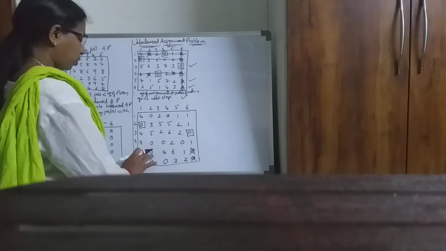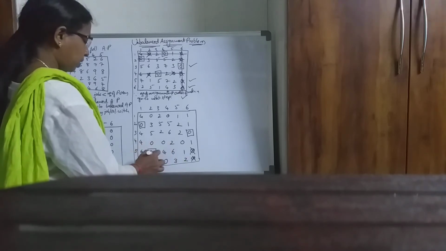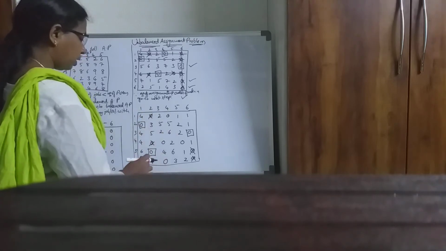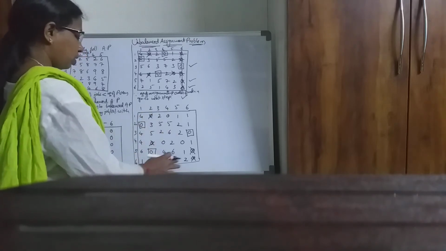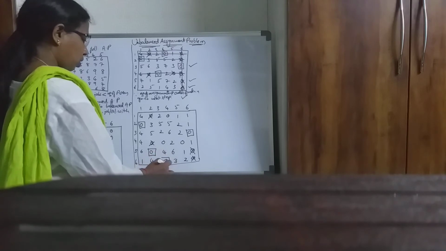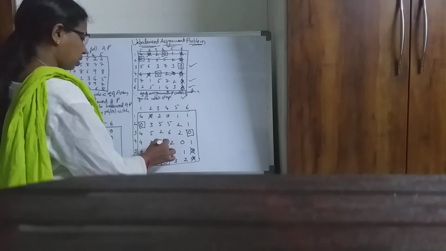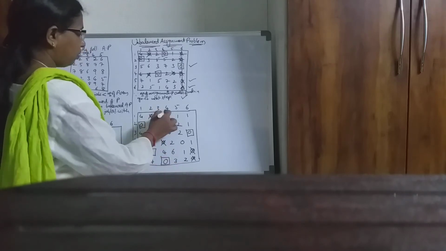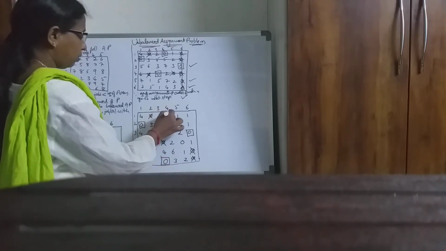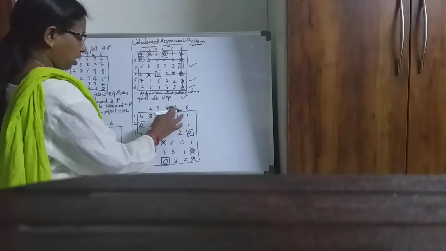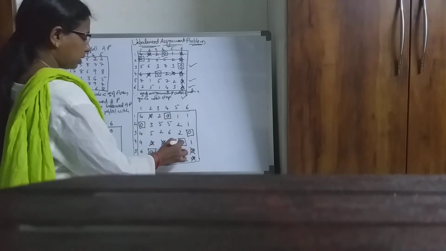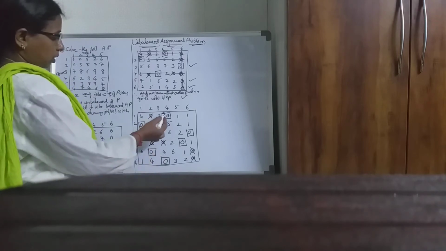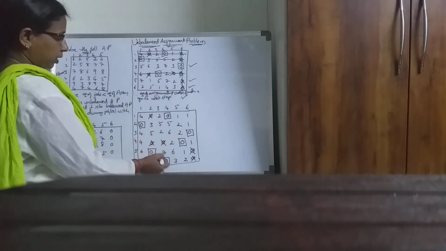Fifth row you have one zero, make an assignment here, cross off all other zeros in that column. Similarly sixth row, you have only one zero, cross off all other zeros in that column. Then fifth column you have only one zero, fourth column you have only one zero, make an assignment here. Now check number of assignments: 1, 2, 3, 4, 5, 6.